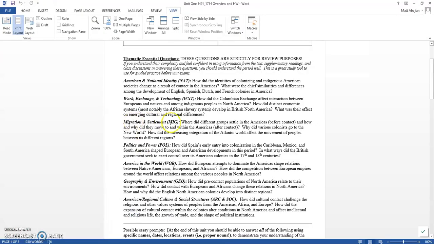How about this? Migration and settlement. Where did different groups settle in the Americas before contact, and how and why did they move to and within the Americas after contact?